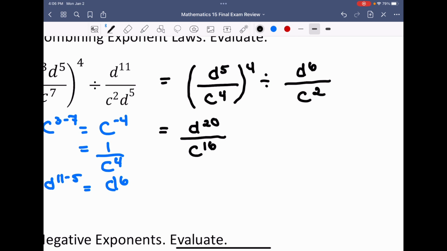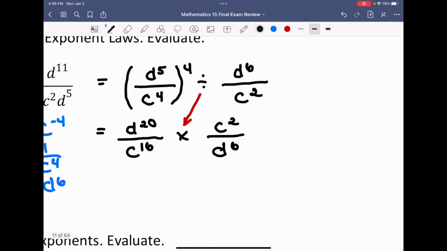Remember from our number sense section, if I change this from division to multiplication, I must use the reciprocal, or change the second fraction and flip everything. Don't change any of the signs. Don't do anything like that. All we're going to do is the reciprocal and just flip that fraction. So from here to here, we flipped our fraction.